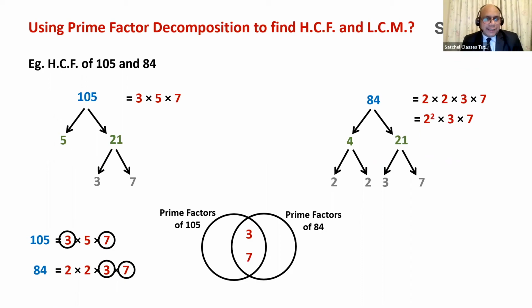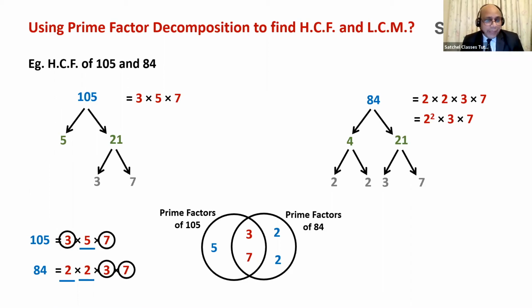Apart from 3 and 7, 105 has a 5 as a prime factor, which goes into the uncommon region of 105. Similarly, in case of 84, apart from 3 and 7, we have two 2s, which are prime factors, which go into the uncommon region of 84. And now that we have laid out the Venn diagram, let's go and find the HCF and LCM.